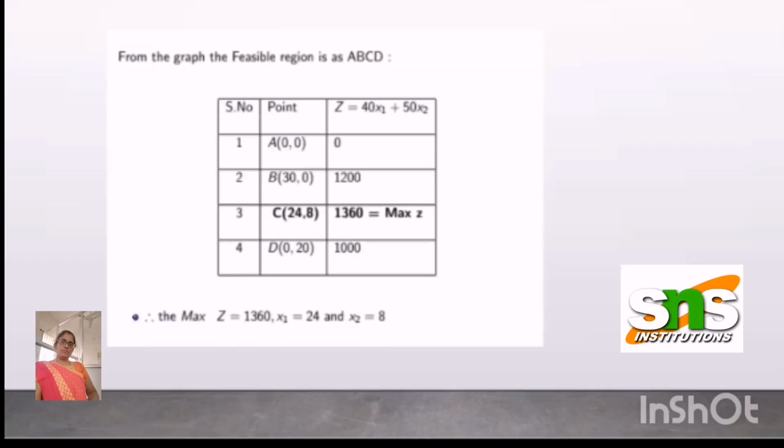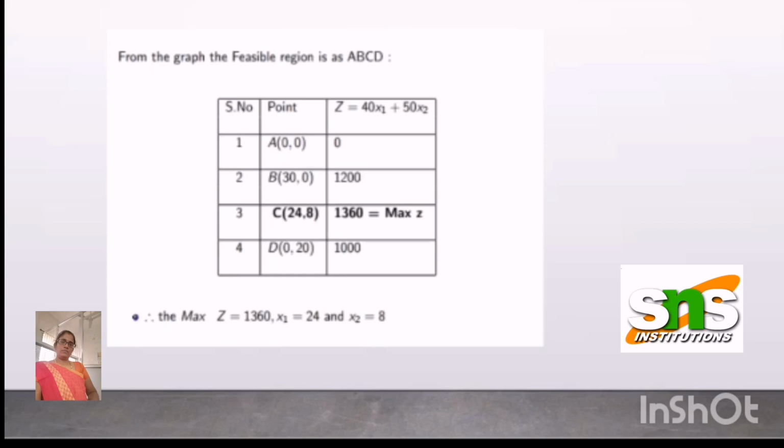Next, we take the corner points and substitute the values in z. z = 40x1 + 50x2. First, the corner point A is (0, 0). We substitute x1 = 0 and x2 = 0, then we get z = 0. The point B is (30, 0): we substitute x1 = 30 and x2 = 0, we get z = 1200. For x1 = 24 and x2 = 8, we substitute these values and get z = 1360. For x1 = 0, x2 = 20, we get 1000.